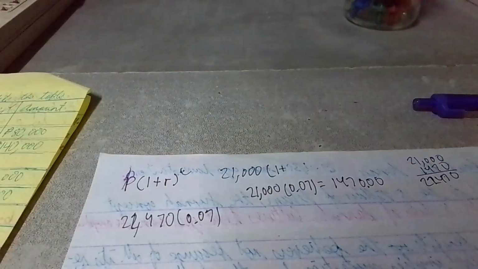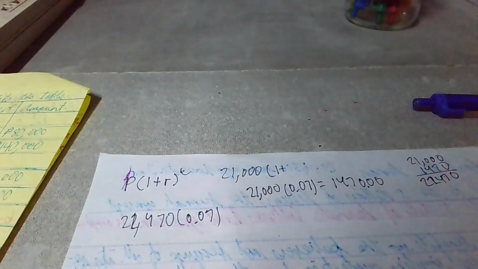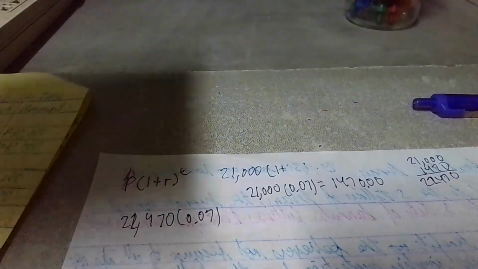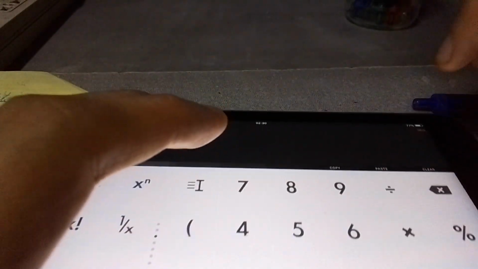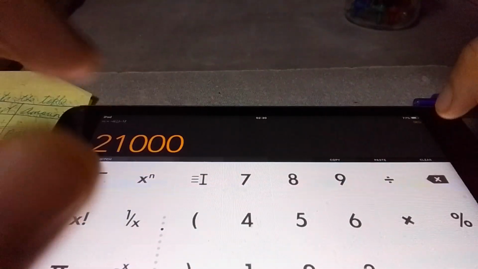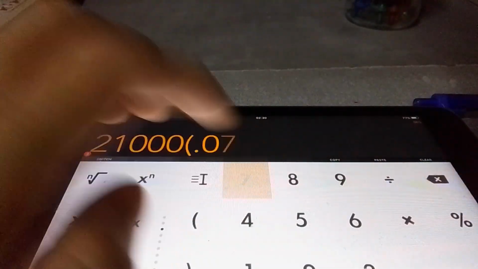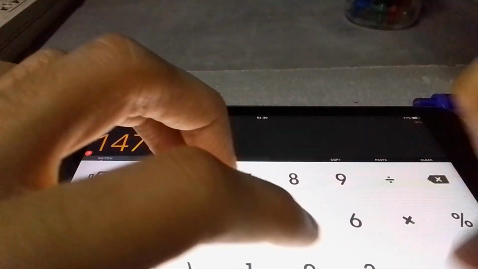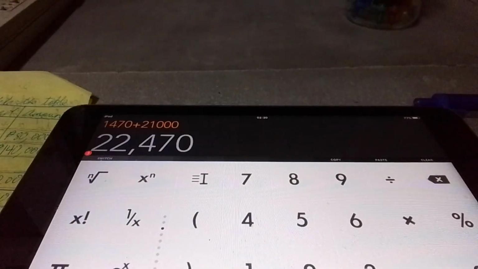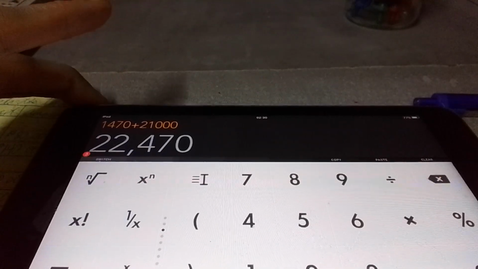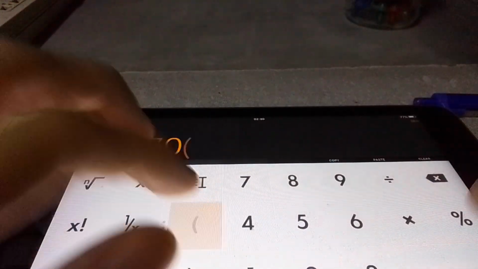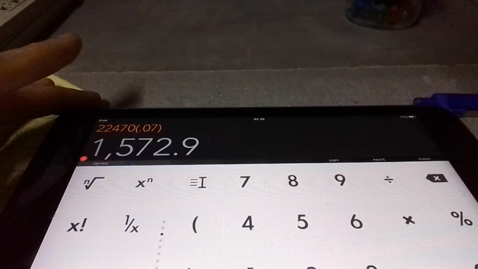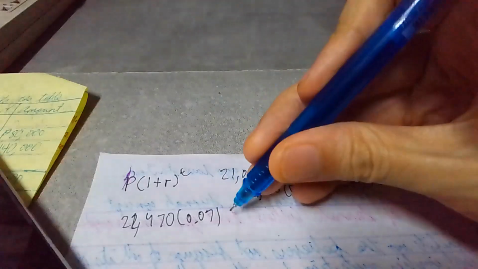Then for the second year, we still apply the same formula as follows. So, remember, this is what I put in my calculator. We have 21,000 times 0.07. And we're supposed to get 1,470. Then plus 21,000, we get 22,470. Then we do the same cycle again. Times 0.07, we're supposed to get 1,572.9 pesos.